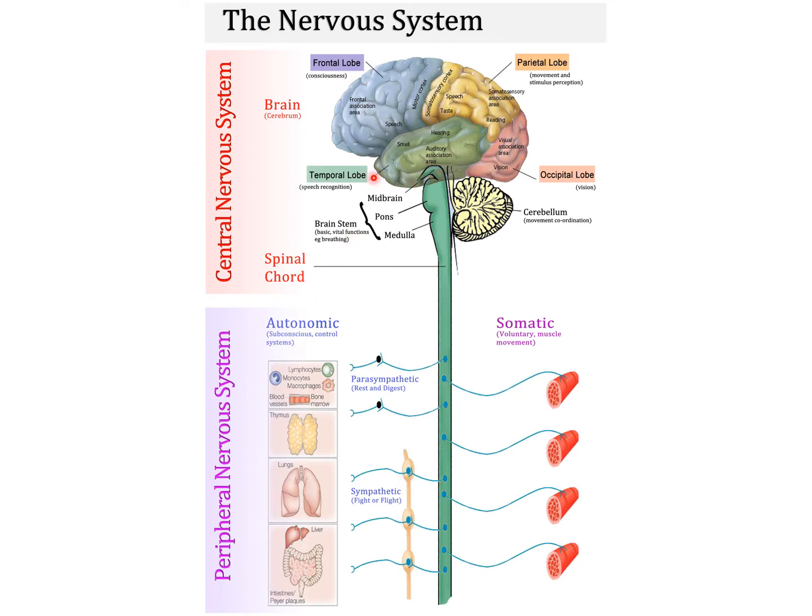Now, the central nervous system, again, is made up of the brain, the brainstem, and the spinal cord. And then the peripheral nervous system has the somatic, which is for voluntary muscle movement, but also for sensory input, and the autonomic, which controls functions that are autonomously controlled in our body and are beyond our control. For example, our heart rate, our respiratory rate.